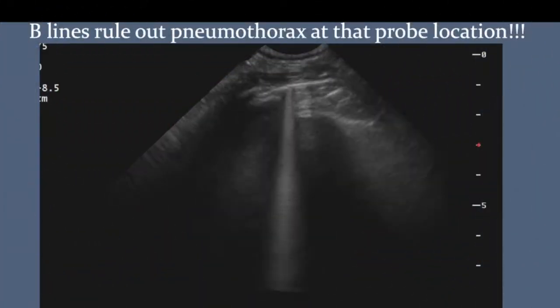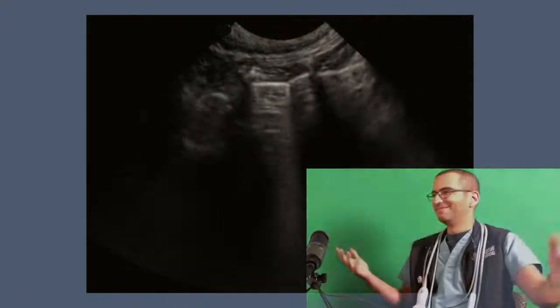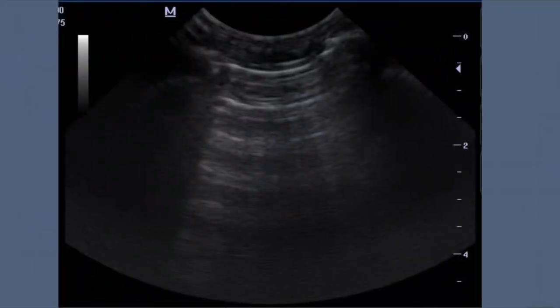B lines rule out pneumothorax. Awesome. So just going back to what Soren was saying, if you see a moving B line, you have a glide. That is exactly correct. So B lines are a normal finding if you only find one or two. I like it. So let's just recap then some of our normal findings.